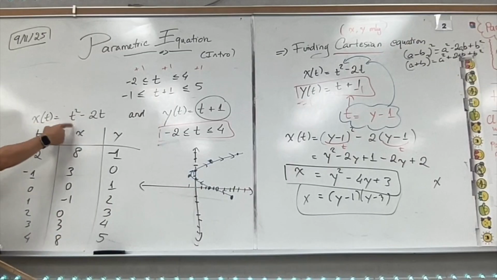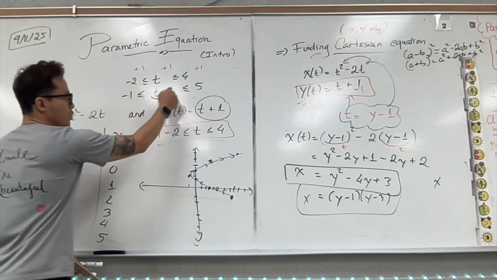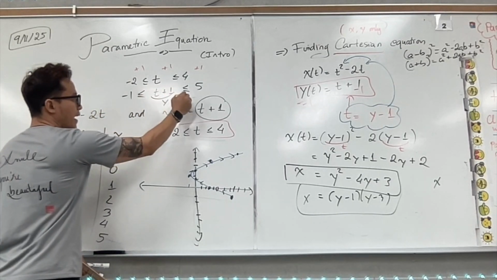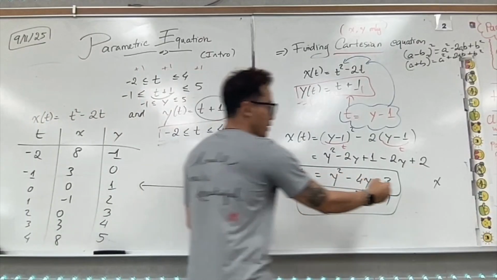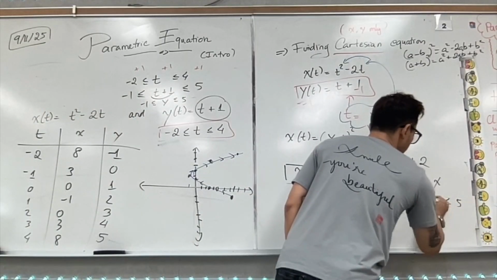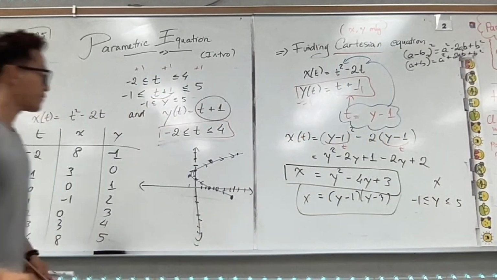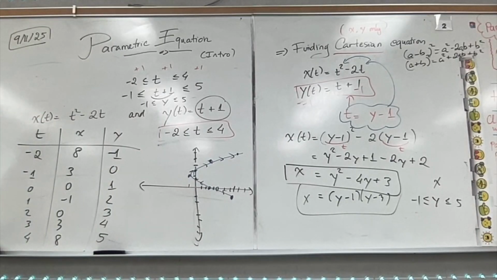Now how do you find this one? So t, this one is y, right? y between 5 and -1. How about x? Find the x for me.